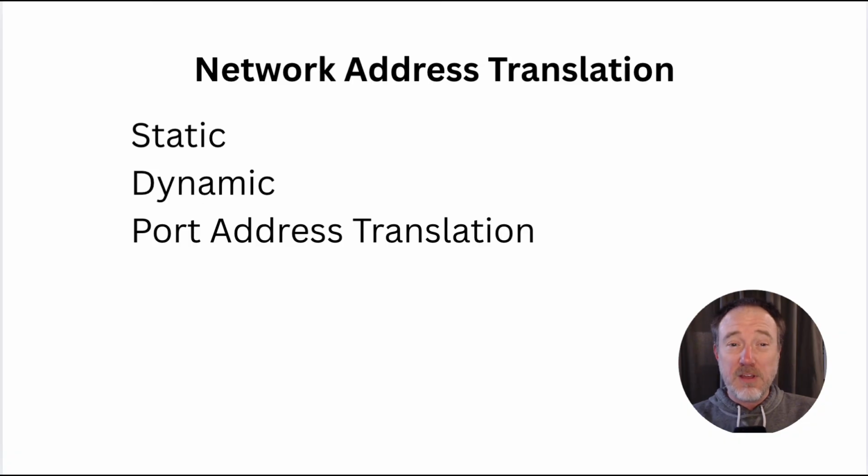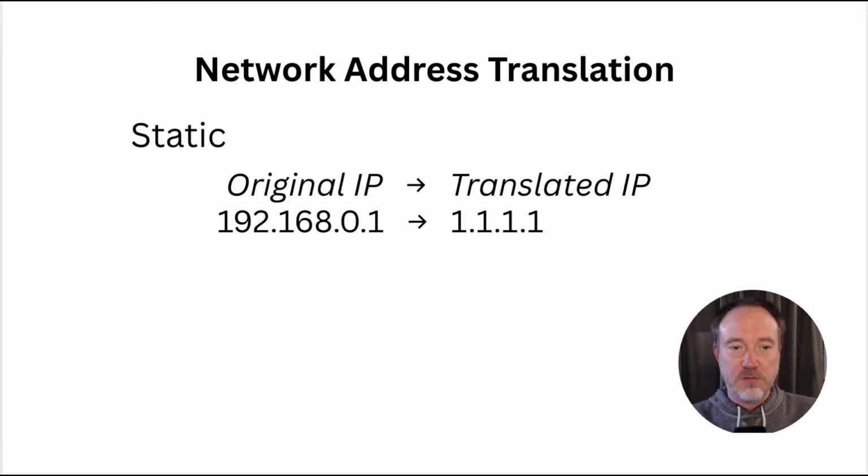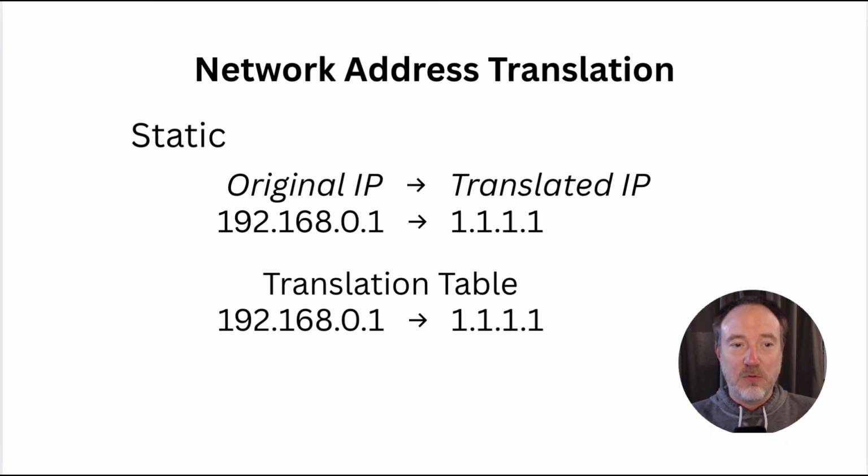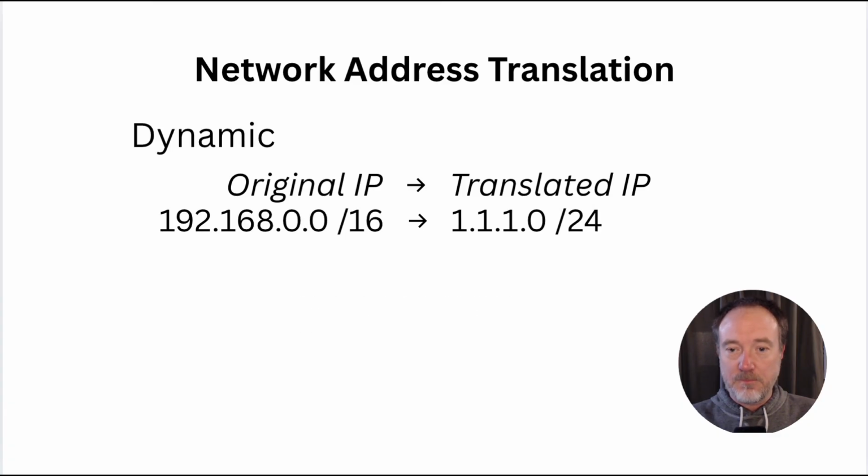So there are three types of NATs. We have static, dynamic, and port address translation. Static NATs are also called one-to-one NATs. The original IP will always have the same translated IP. In this example, anytime that the 192.168.0.1 original IP is being translated, it will be translated to 1.1.1.1. That's a static NAT. The translation table would show the original IP always mapped to the same translated IP.